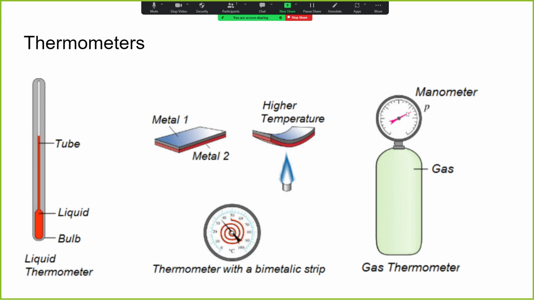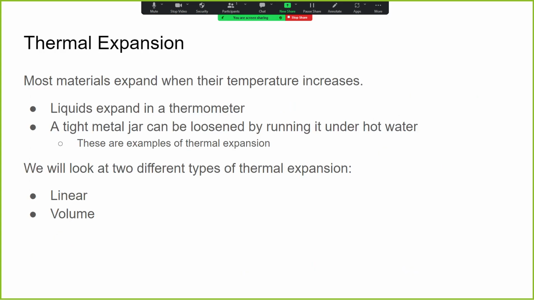Okay. Just some pictures of various types of thermometers. A gas thermometer, we're going to have a manometer, which measures the pressure. And this is how we actually measure the temperature of a gas, just by seeing how much the pressure increases, because once again, we know that pressure and temperature are linearly related. So, thermal expansion. Most materials expand when their temperature increases.